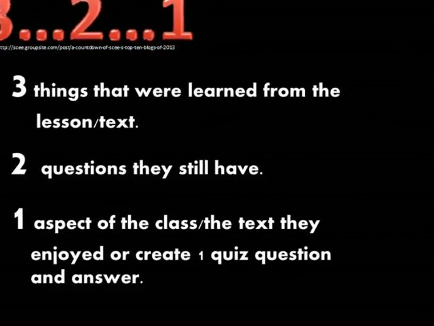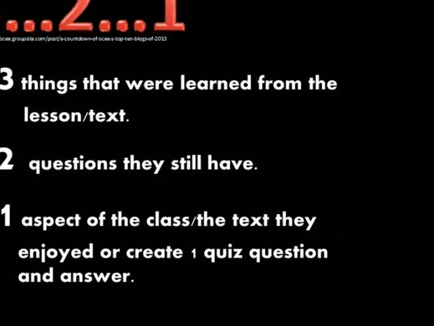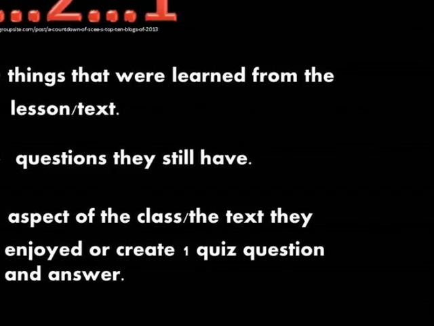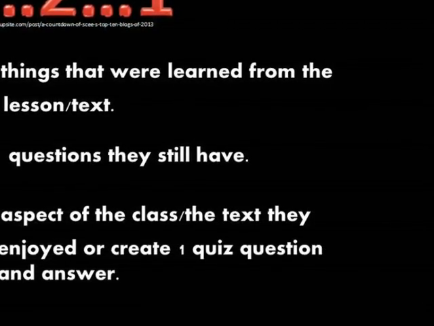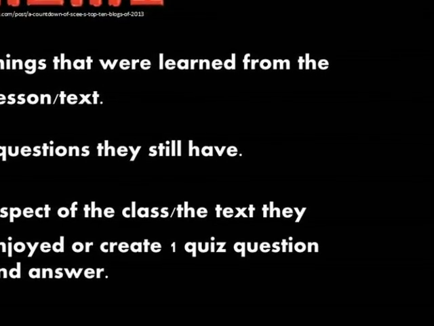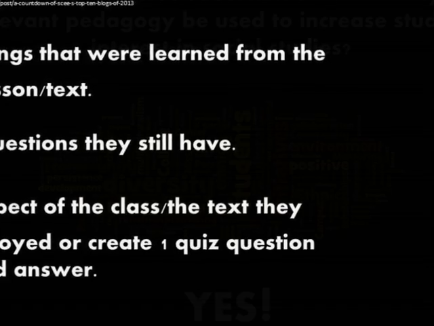The procedure for 3-2-1 is answering a prompt. The students will write on an exit ticket, in their journal, or on a sheet of paper these questions: 3 things that were learned from the lesson or text, 2 questions they still have, 1 aspect of the class or text that they enjoyed, or they can create 1 quiz question and answer.